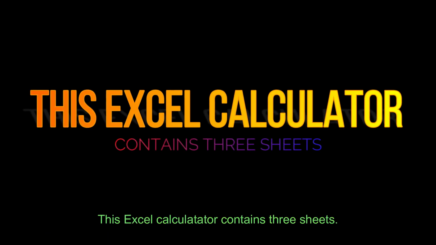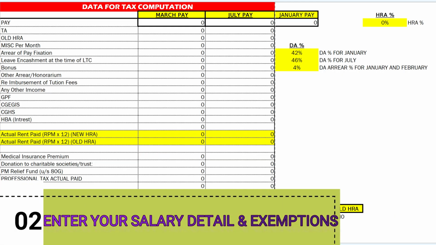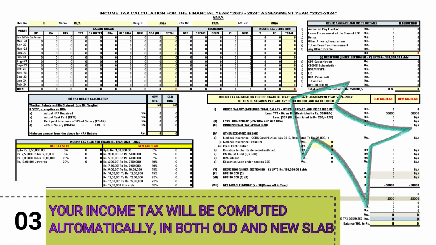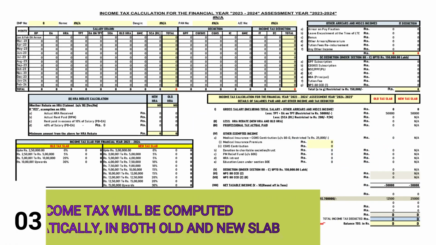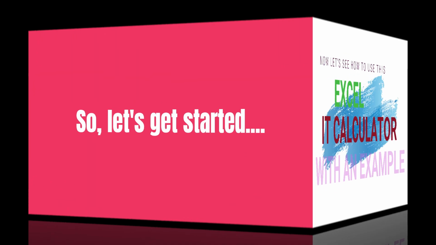This Excel calculator contains 3 sheets. In the first sheet, enter your personal detail. In the second sheet, enter your salary and exemptions details. In the third sheet, your income tax is automatically calculated. Make necessary changes and you are done. Now let's see how to use this calculator with an example. So let's get started.